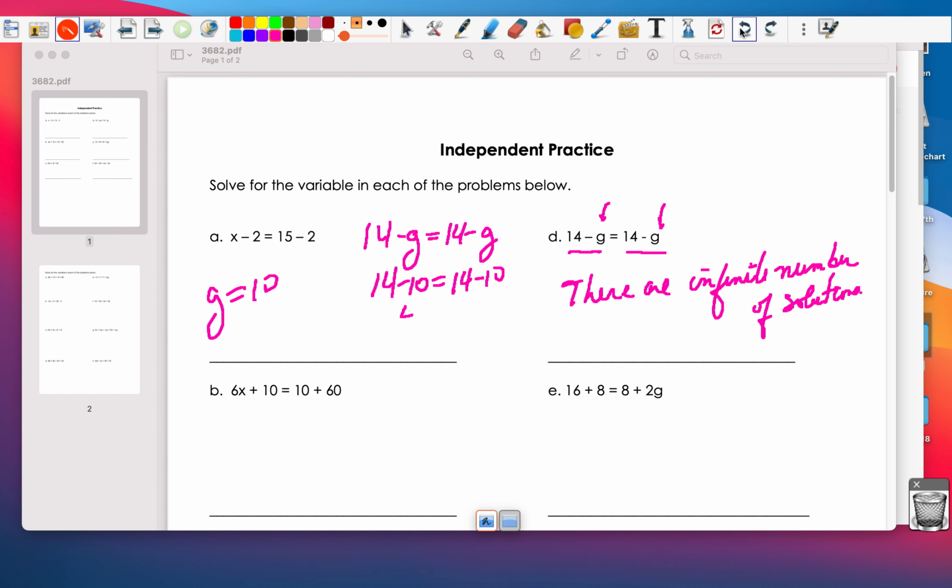So let me pick another value for G. So let's pretend G, I don't know, I'm making this up. Let's say G is 8. Well, if G is 8, I get 14 minus 8 on this side. I get 14 minus 8 on this side. 14 minus 8 is 6, which equals 6 on that side. So as you can tell, there's more than one solution. And in this case, an infinite number.